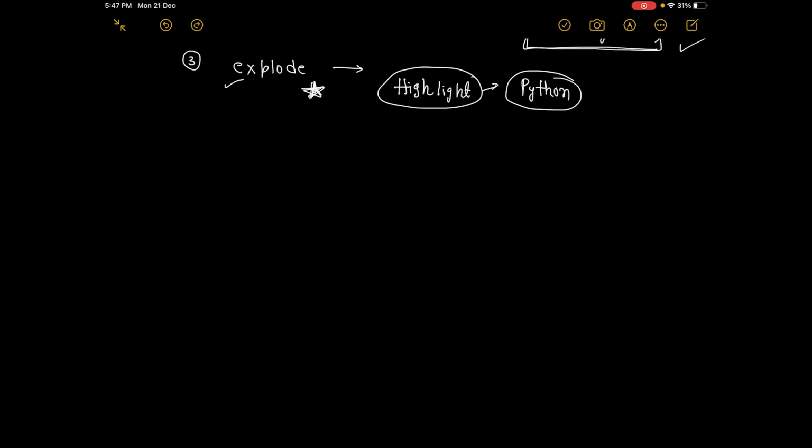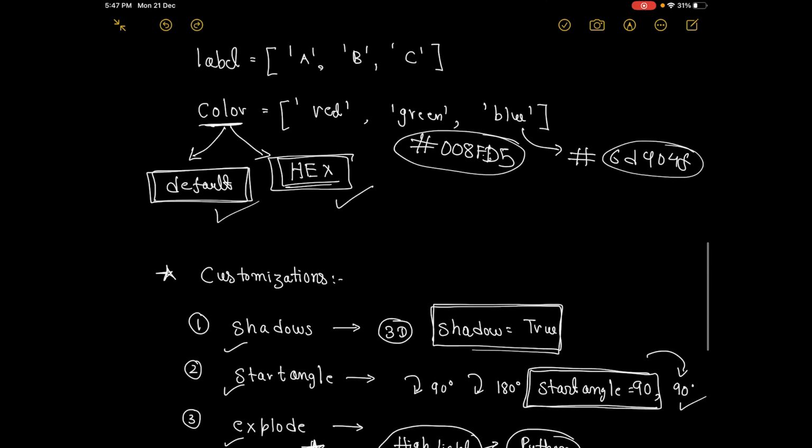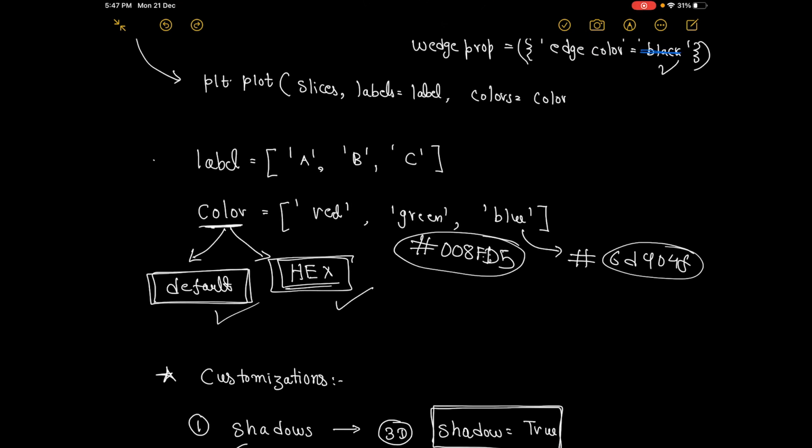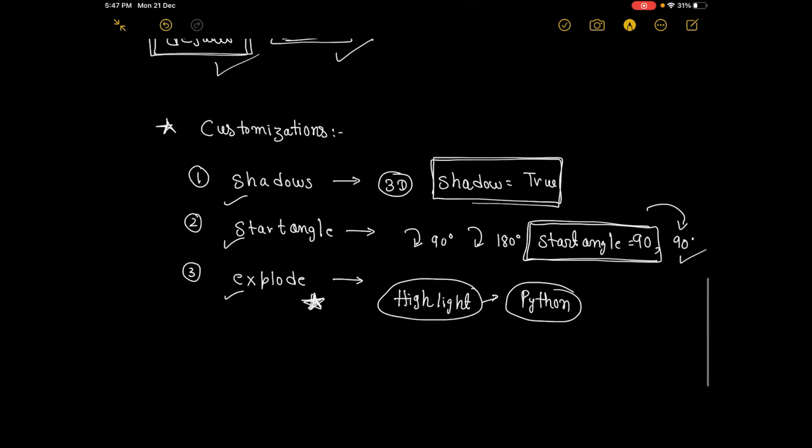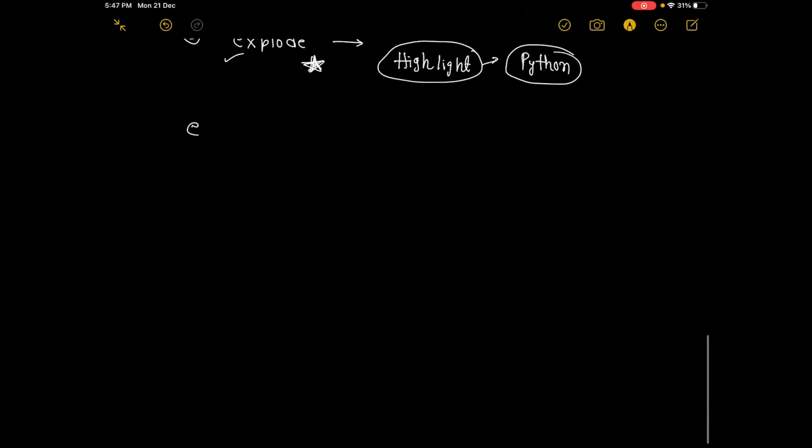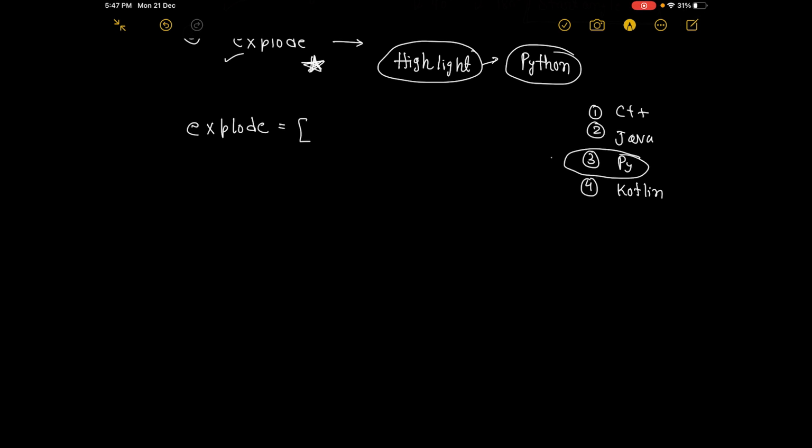Okay, now how to give explode? Now you have seen the list we have taken earlier. We have taken the list for the label and for the color. The same thing you can do for explode. So explode will be another list, and as you can see, we have 4 values here. We have taken 4 languages, namely C++, Java, Python, and Kotlin. Now I want to highlight Python, which is the third value here.